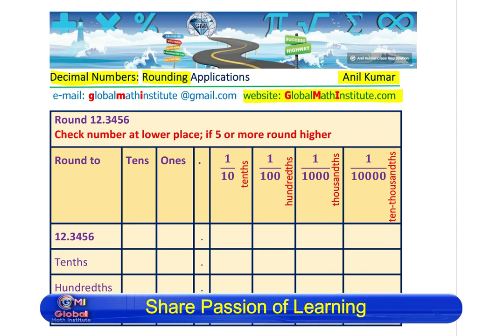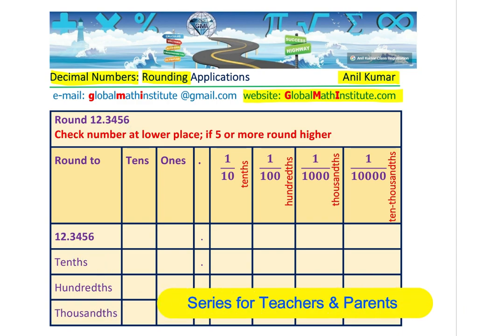So we will try to understand how we round a number like 12.3456 to tenths, hundredths and thousandths. We'll understand the place value chart to do the same. Once that is clear, then we'll take up many practice questions for you.